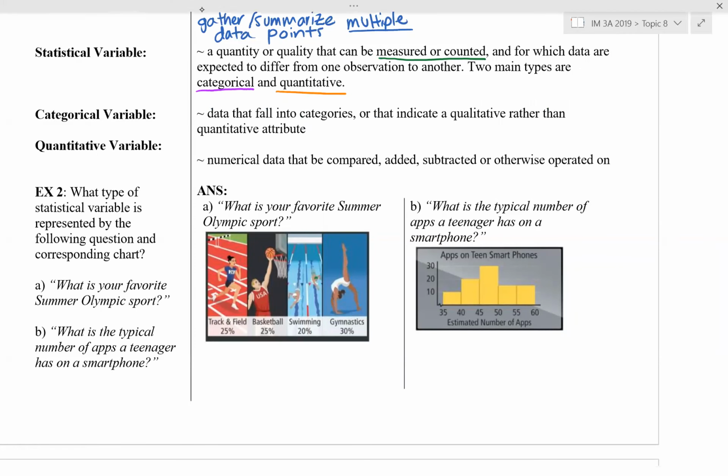And so looking at this, categorical data is data that fall into categories or that indicate a qualitative rather than a quantitative attribute. So ultimately, categorical variables are something that I can describe using words, is a good way to think about categorical.